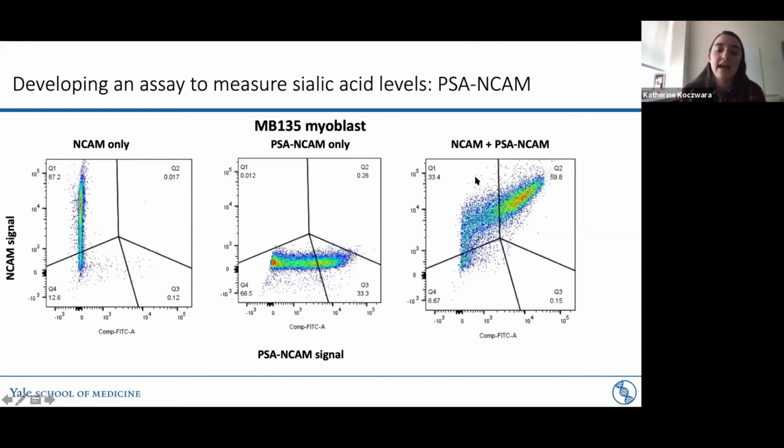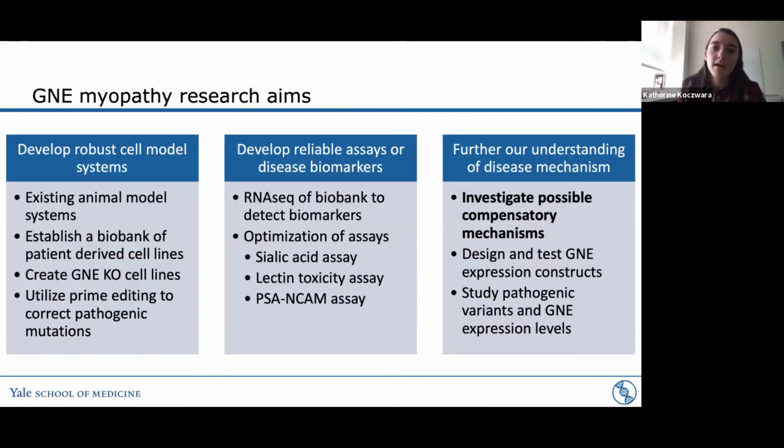So if we have cells that are deficient in GNE, do we not see as many cells with the polysialated form of this protein? So again, this assay is in early stages of optimizing and working on to get the conditions right, but we hope to eventually be able to use it in our patient cell lines. So that was some of the assays and disease biomarkers that I am looking to optimize.